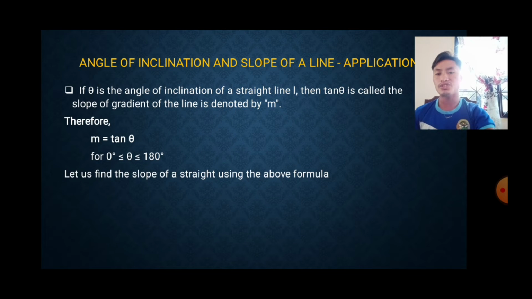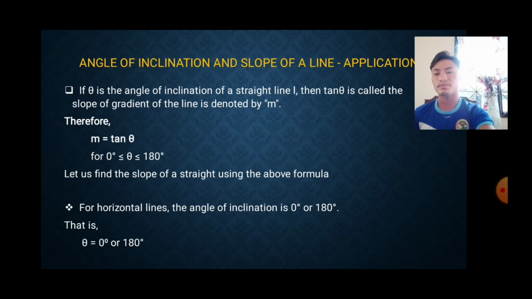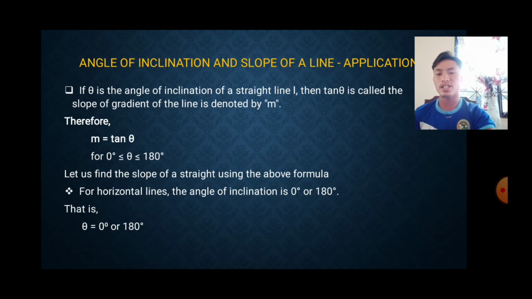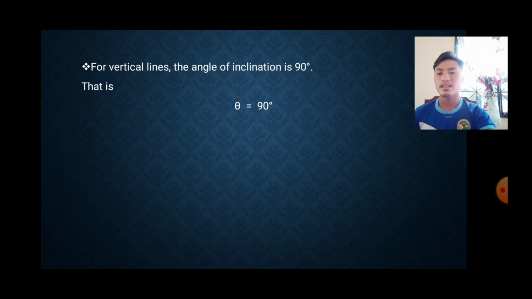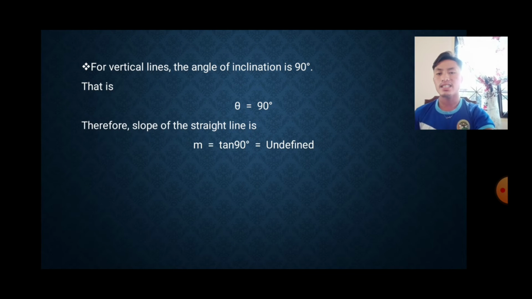Let us find the slope of a straight line using the above formula. For horizontal lines, the angle of inclination is 0 degrees or 180 degrees. That is, theta is equal to 0 degrees or 180 degrees. Therefore, m is equal to tangent 0 degrees or tangent 180 degrees, which is equal to 0. For vertical lines, the angle of inclination is 90 degrees. That is, theta is equal to 90 degrees. Therefore, the slope of the straight line, m, is equal to tangent 90 degrees, which is undefined.